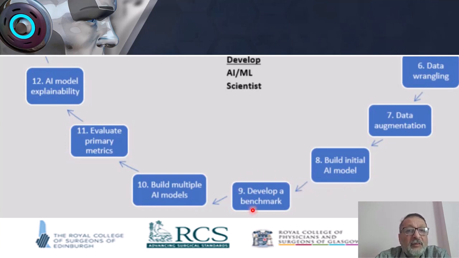Then you develop your benchmark. You say, for example, I need an accuracy of detecting cancer of anything above 90%. I will consider this as my benchmark. And then you build multiple models, not just one, and then you evaluate each one of them, and you take the one which is more accurate. And then you do AI explainability, where you have the AI model, and then you can put it in one of your programs, which I will show you.